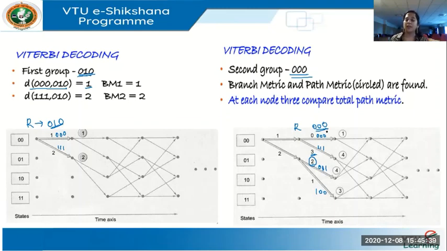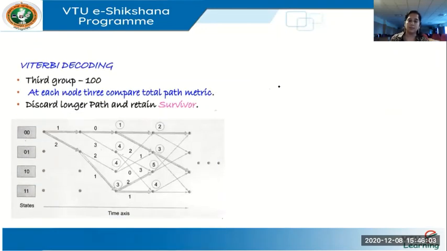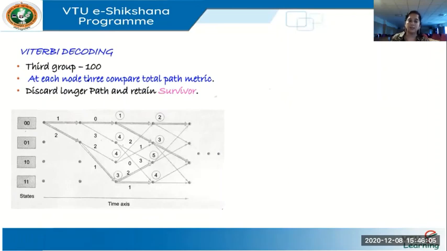And next, we compare the received vector with this code vector 1, 0, 0. There is a difference only in 1 bit. So the Hamming distance here is 1. So we have computed the branch metrics of all these 4 branches for the second time state, where we have received 0, 0, 0. Then we'll proceed with the third time state, where we receive 1, 0, 0.